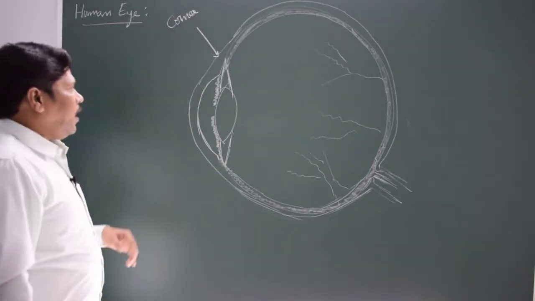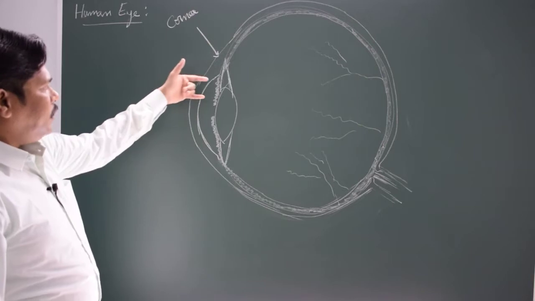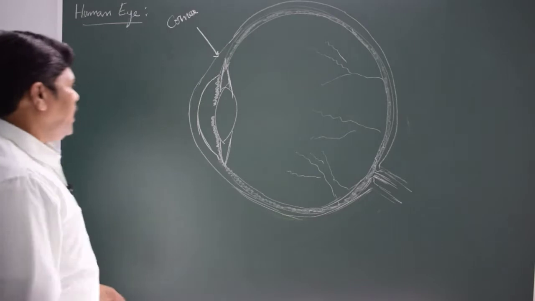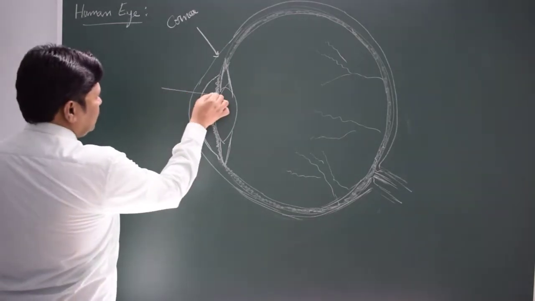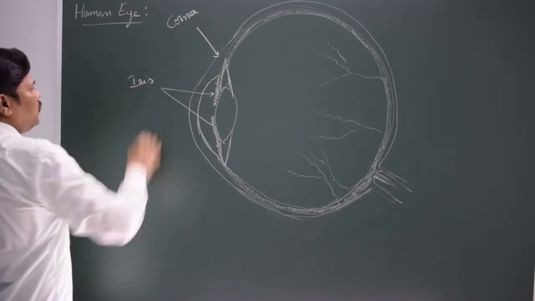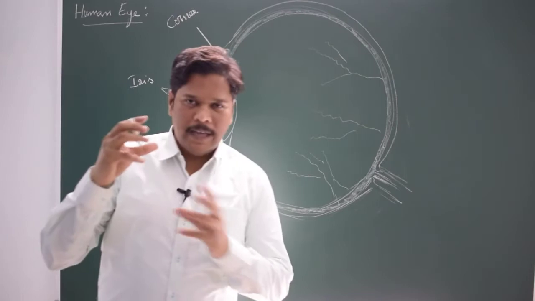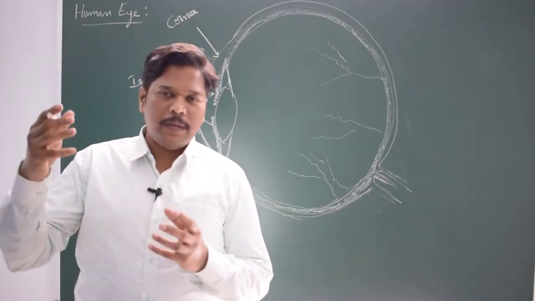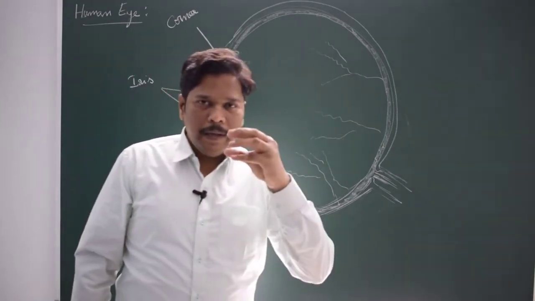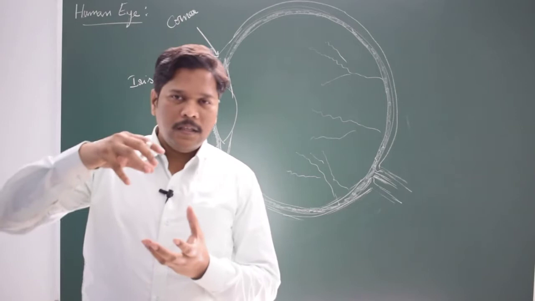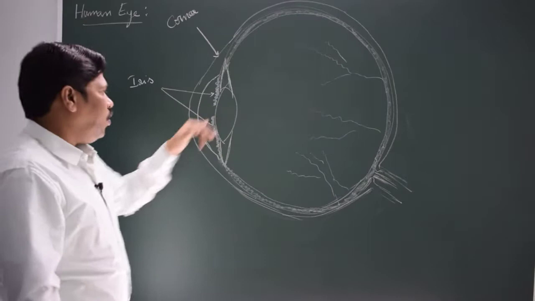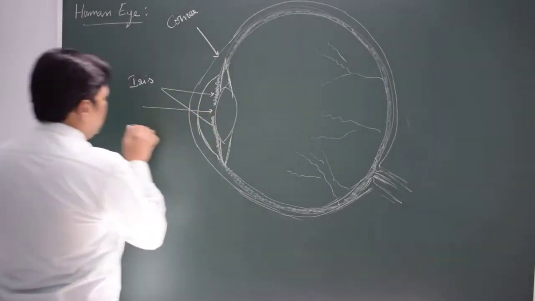Then behind the cornea we have the black color, circular diaphragm, which I said is called iris. So this is iris. It is a dark color, and it depends on person to person. That iris is a circular diaphragm which has an opening at its center. This iris can control the amount of light entering into the human eye. This opening at the middle of the iris is called pupil.